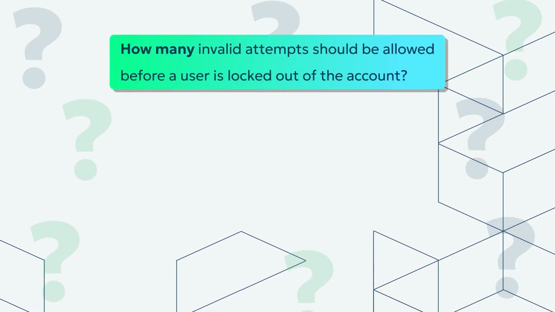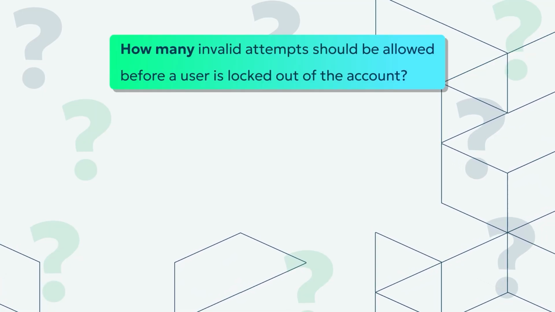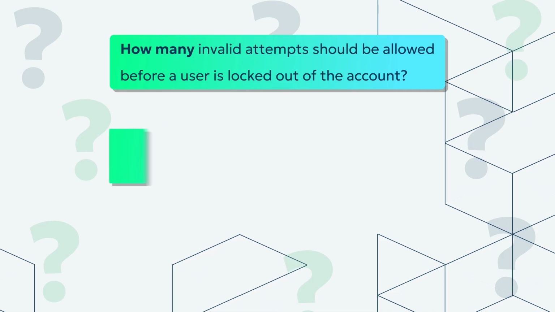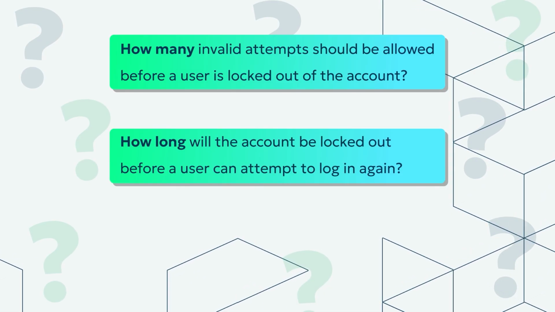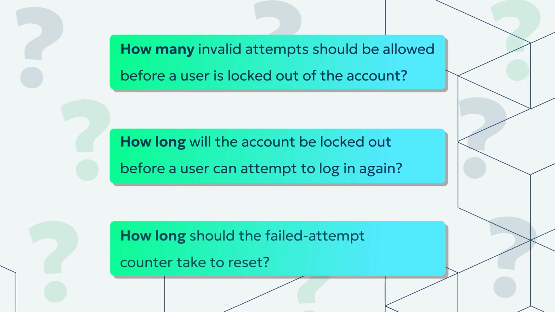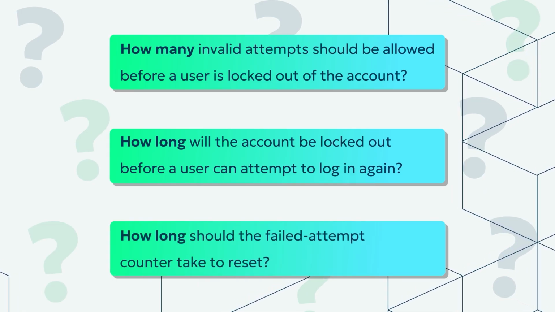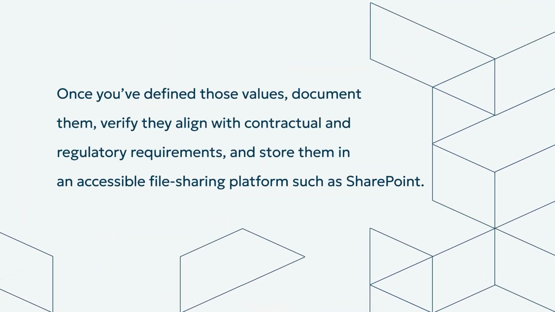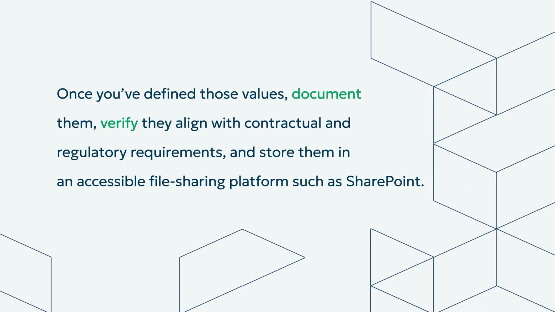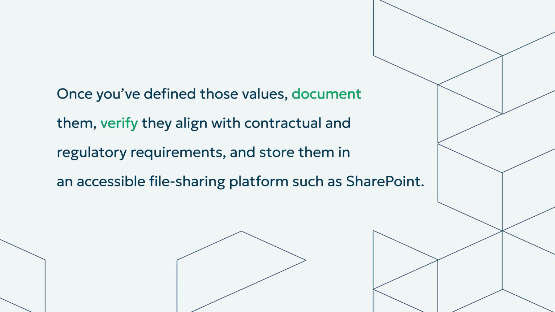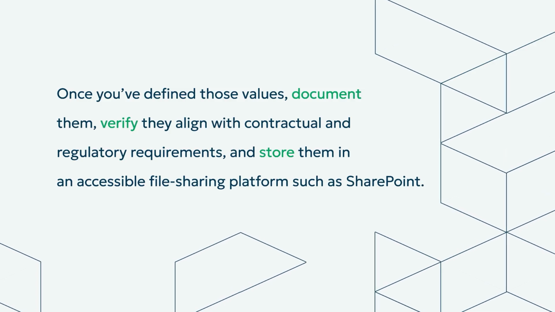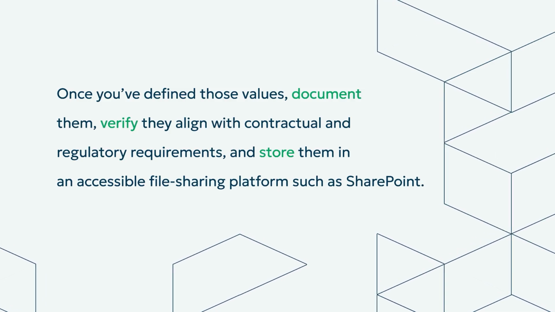How many invalid attempts should be allowed before a user is locked out of the account? How long will the account be locked out before a user can attempt to log in again? And how long should the failed attempt counter take to reset? Once you've defined those values, document them, verify they align with contractual and regulatory requirements, and store them in an accessible file sharing platform such as SharePoint.